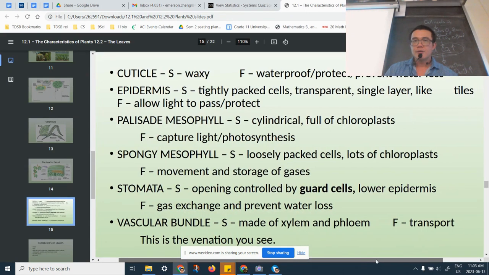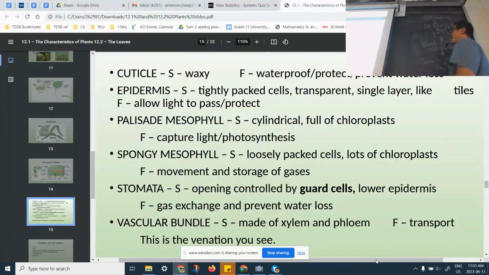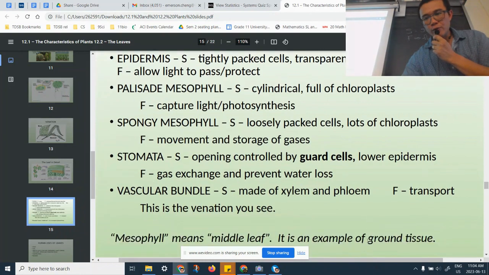Now, you might need to write down this S. S stands for the structure. F stands for the function. Okay? So make sure you have both of those parts. I'm going to give you a little bit of time to copy those things down, and then I'm going to go over.